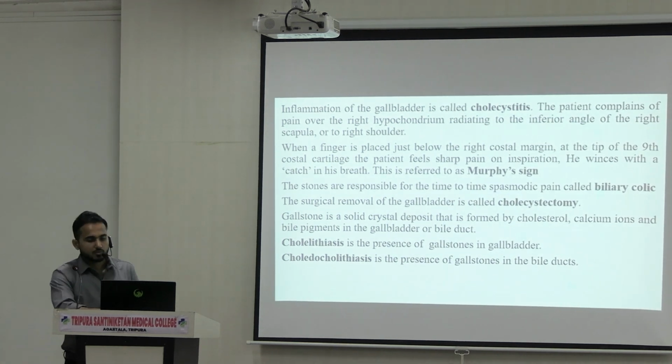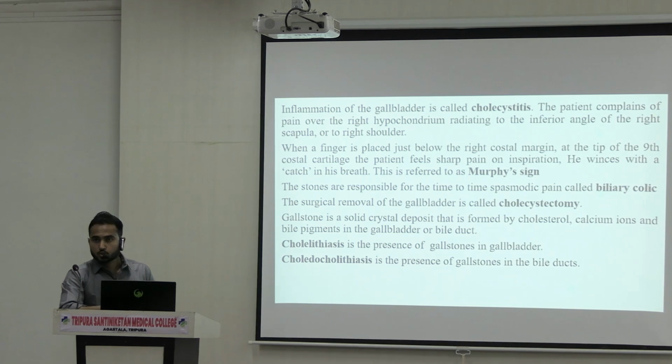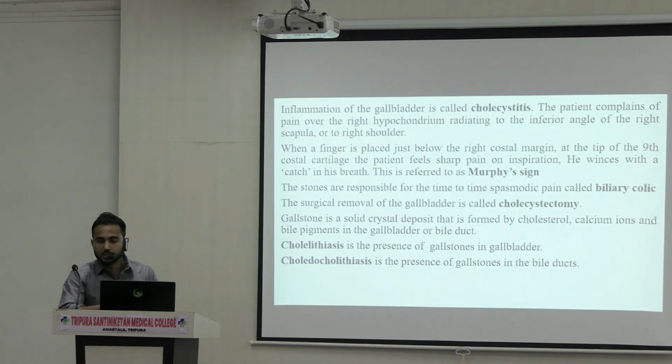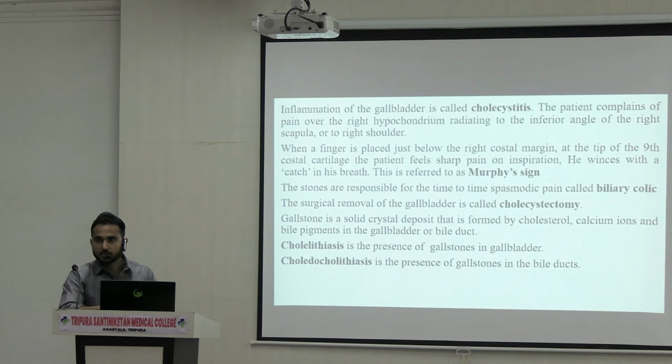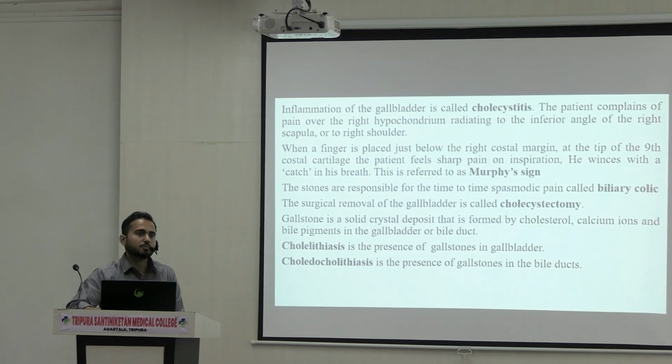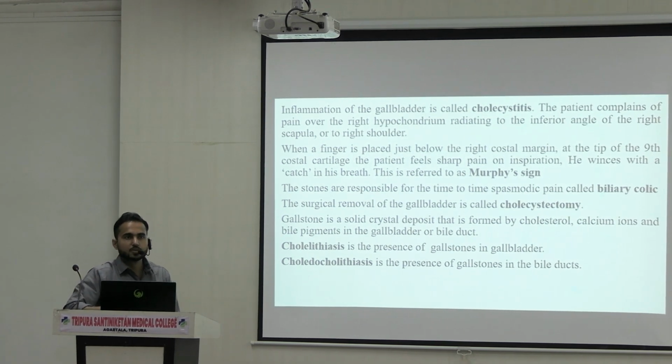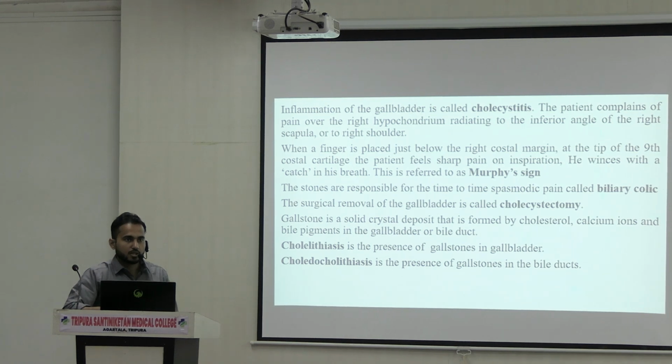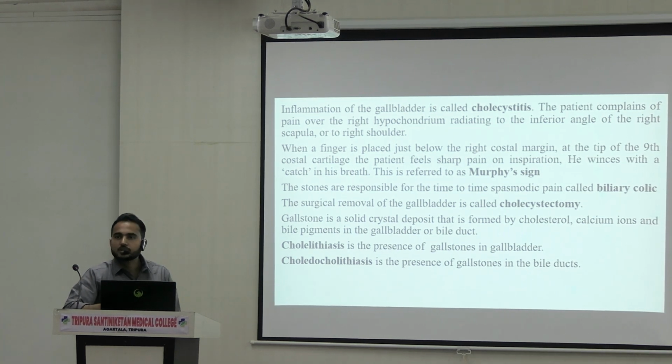Okay. Next, the stone which is inside the gallbladder is responsible for spasmodic contraction in the gallbladder, and that is called biliary colic. If anyone in the classroom has suffered from a gallstone, then that person will understand. At that time what happened? There will be spasmodic contraction in the musculature of the gallbladder, and that is called biliary colic.